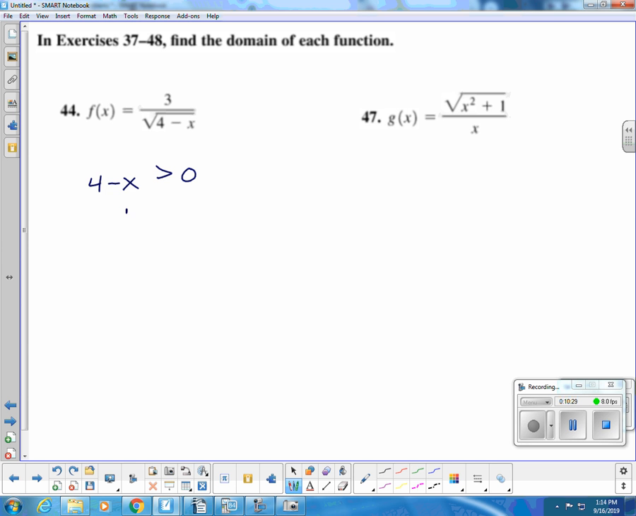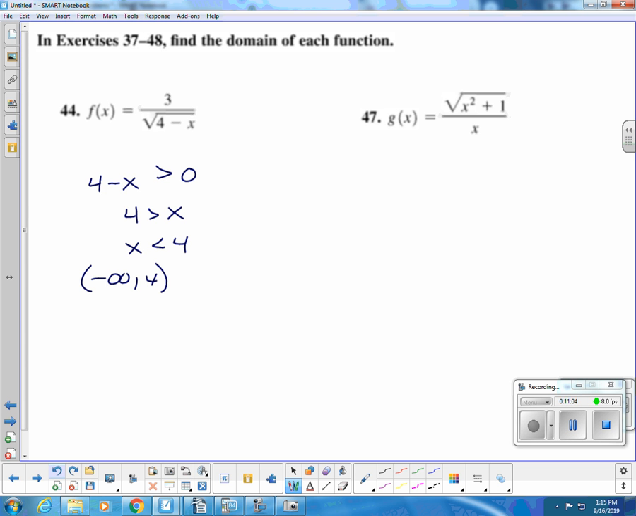I'm just going to move the x to the right. So x has to be less than 4. Please check your domain. Sometimes you switch the alligator mouth when you're not supposed to, right? Check it. If I put in something greater than 4, let's try 5, would that work? 4 minus 5 gives me a negative. That doesn't work. So just test it real quick. Okay? So that would be your domain.